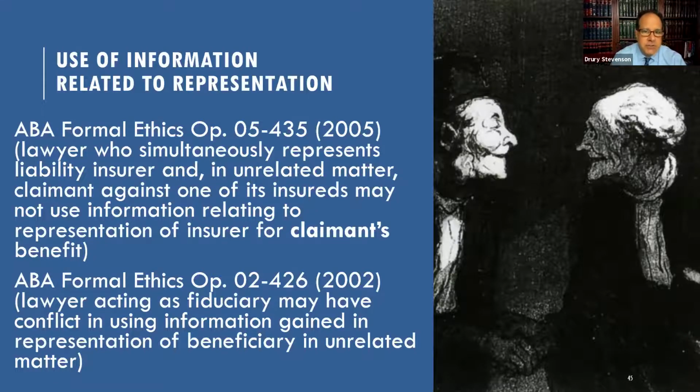So in 2005, the ABA clarified that a lawyer who simultaneously represents, say, a liability insurer and, in an unrelated matter, a claimant against one of its insureds may not use information relating to the representation of the insurer for the claimant's benefit. And so the fact that you do outsourced legal work for an insurance company, they may waive the conflict of interest, but you're still not allowed to use information you glean about that insurance company's policies to hurt that company.